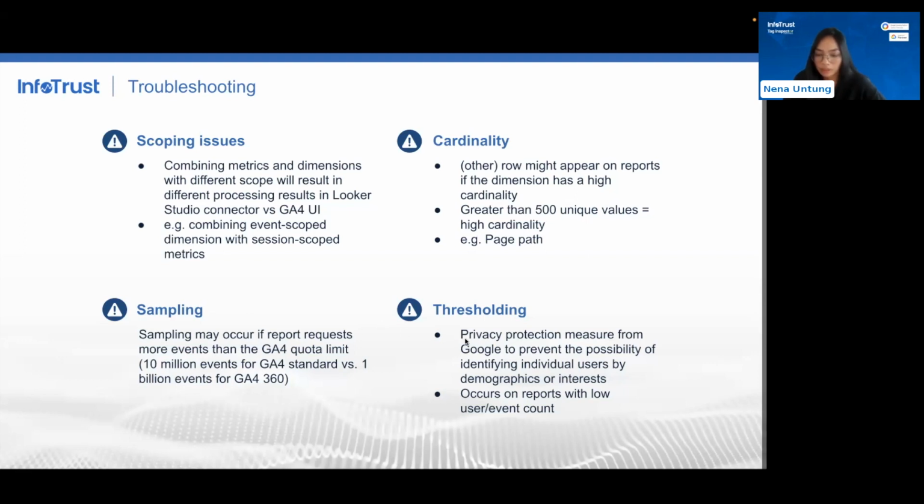And then lastly, there also might be some issues with thresholding, and thresholding is essentially Google's way of preventing identification of individual users. This might occur on reports or analyses where you have too small of a sample size, where it's easy to identify or tie the behavior to a specific user. In those instances, GA4 or Google will actually bifurcate the data and show it as "other" so that you can't really identify the person.